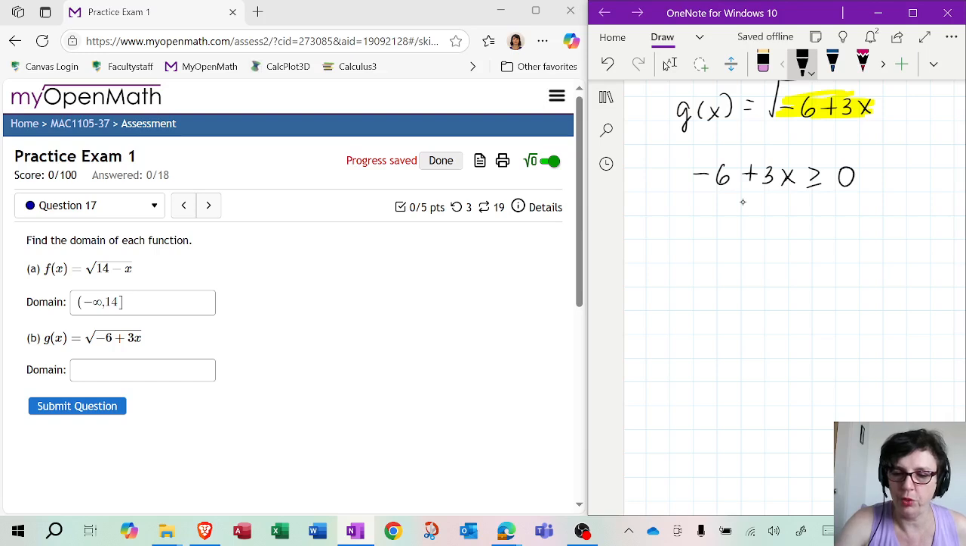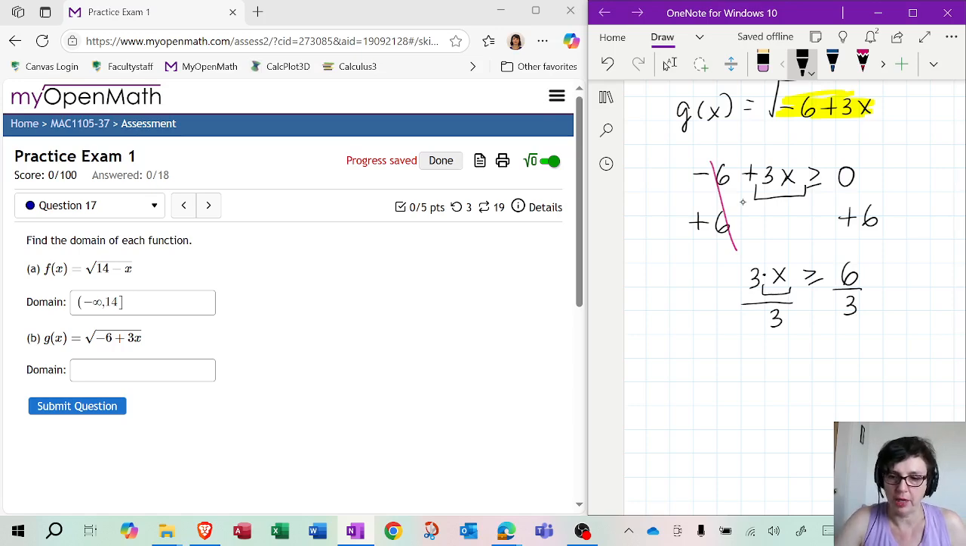So the first thing we do is we want to isolate the x term. Well, it's 3x here. So I'm going to add 6 to both sides. That's going to cancel it here. And then I will get 3x greater than or equal to 6. The next thing to solve for x, to isolate it, would be to divide by 3. Remember, this is multiplication here. So I'm dividing by 3 on both sides.